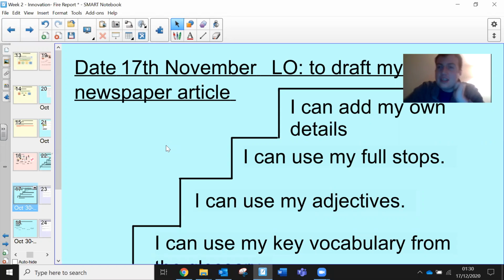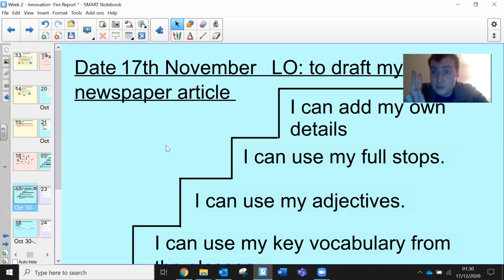Hello again. This morning for our writing lesson, we are coming towards the end of our unit all about a newspaper article. So today is really about drafting out a full version of our Great Fire of London newspaper article. For us to be successful in this, we need to use our key vocabulary, all those key words we've been talking about. We need to be able to use adjectives, and not just any old adjectives, but the best adjectives we can think of.